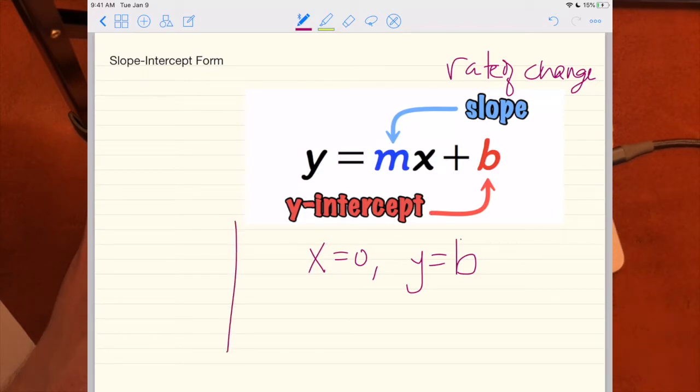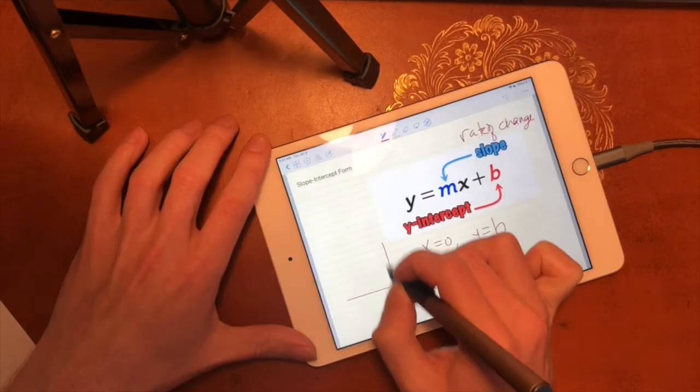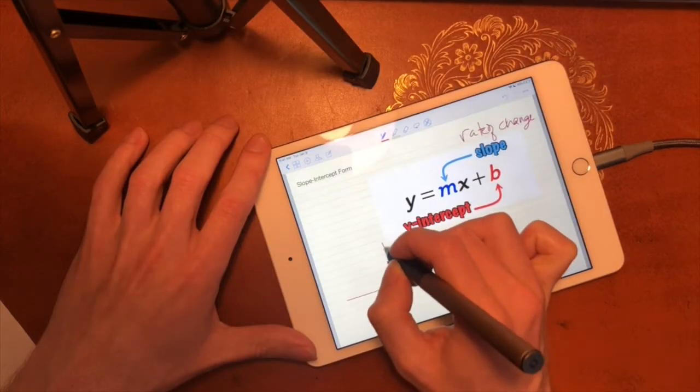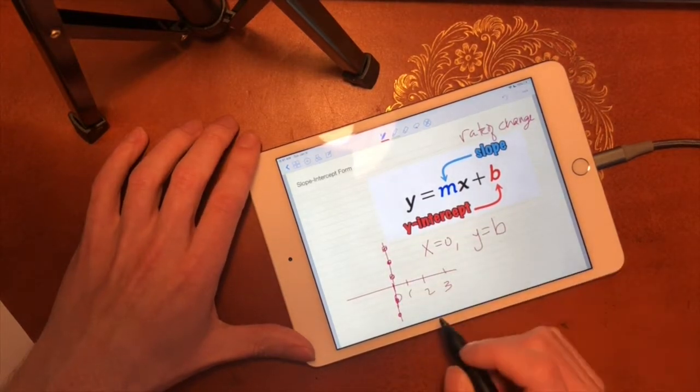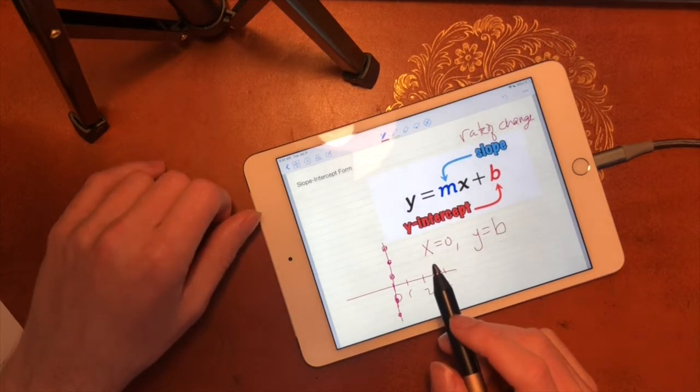On our graph, that would look like x is 1, x is 2, x is 3. Well, if x were 0, that's on the y-axis. So anything on the y-axis, any of these points, doesn't matter what the number is, is going to have an x value of 0. Okay?